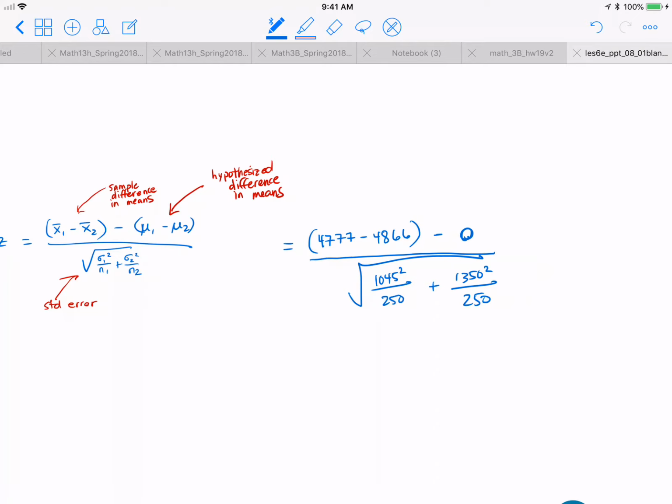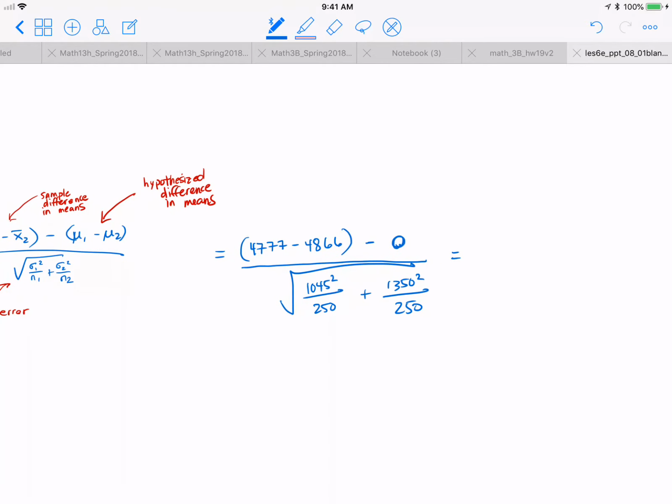Okay, so now what do we get when we do this? We should get approximately negative 0.82. On my calculator, I get 4777 minus 4866, so this numerator here is going to be negative 89. And then for the denominator, I need 1045 squared over 250.